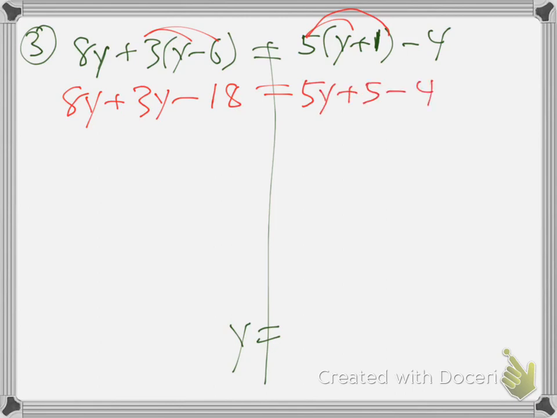Good. Anything up against the wall of a parenthesis distributes in, multiplying all the things inside. So now 8y and 3y is 11y. 5 minus 4 is 1. You good there? Now, what do we do when we have y's or x's or whatever letters on opposite sides?